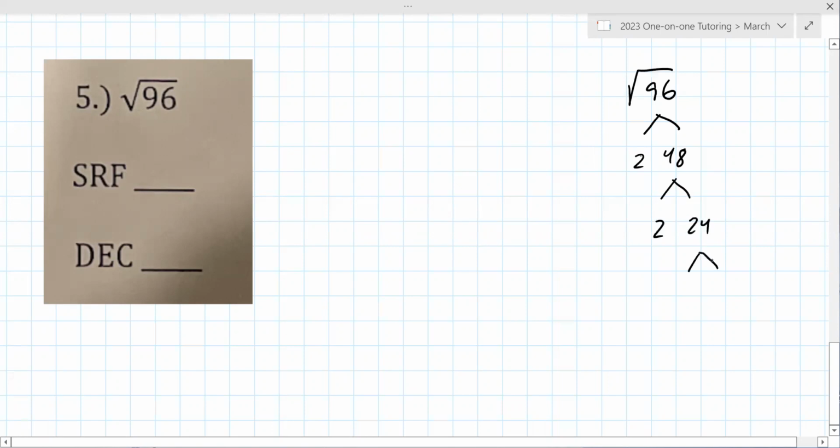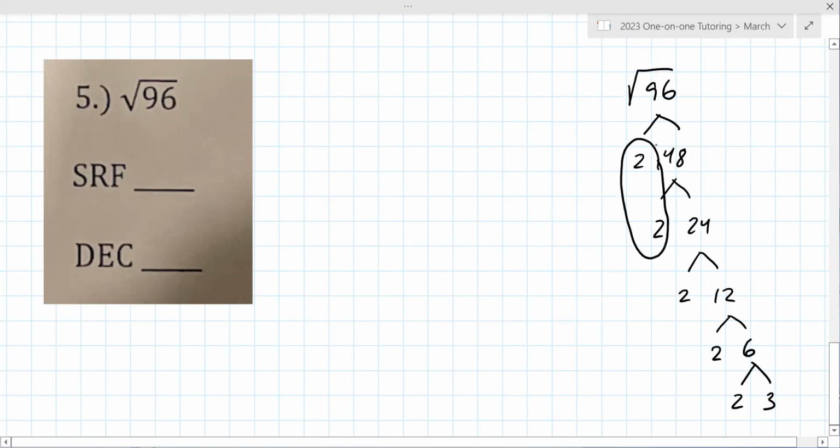Okay. Does 2 go into 24? Yes, 12. Okay. Does 2 go into 12? Yes, 6. Okay. And then does 2 go into 6? Yes, 3. Okay. There is at least one pair of 2s.